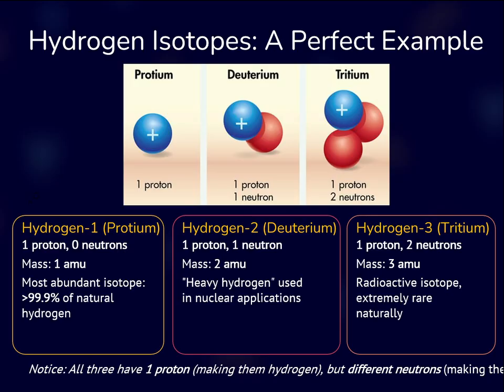Notice that all 3 isotopes have the same number of protons, so they're all hydrogen. But their different neutron counts change their mass and sometimes their stability. This idea, same element, different neutrons, is fundamental to understanding nuclear energy.